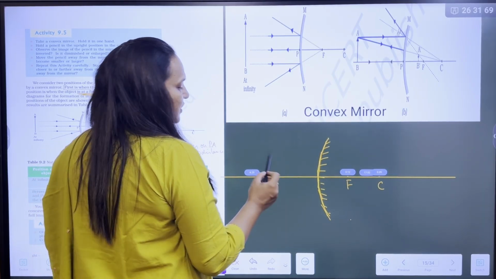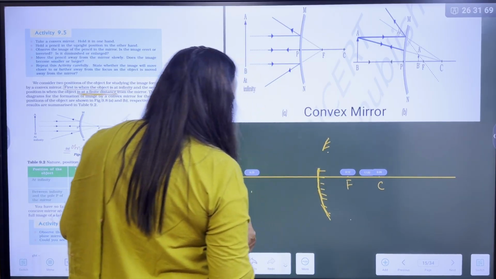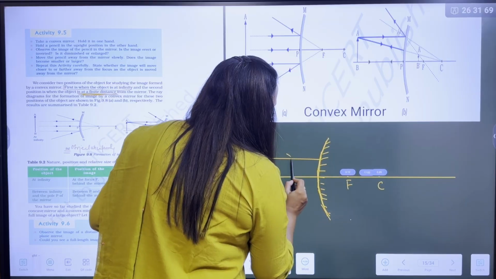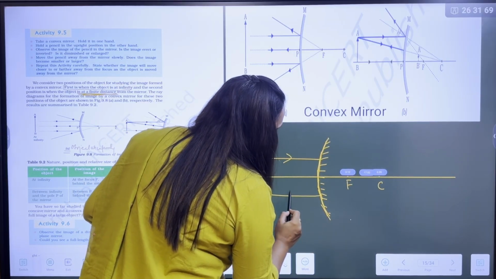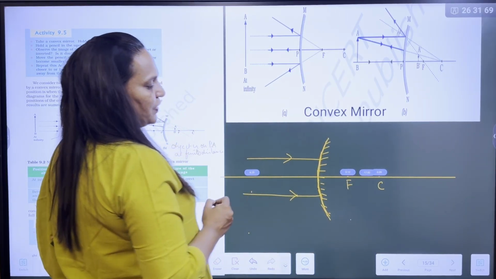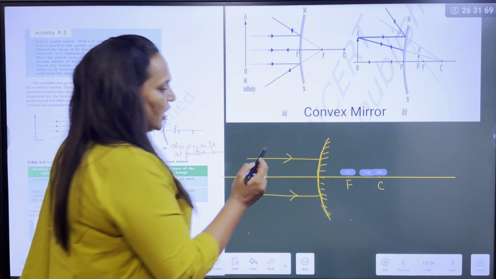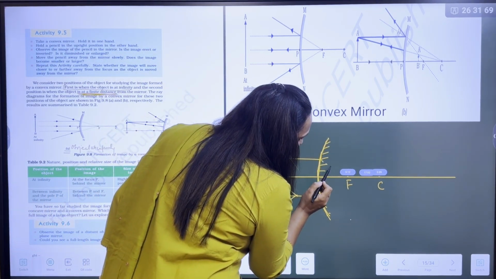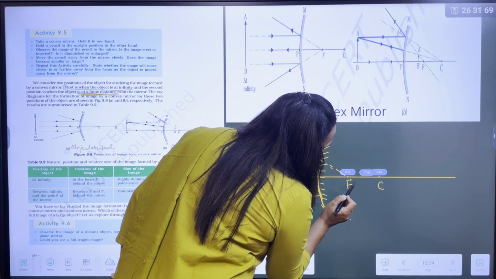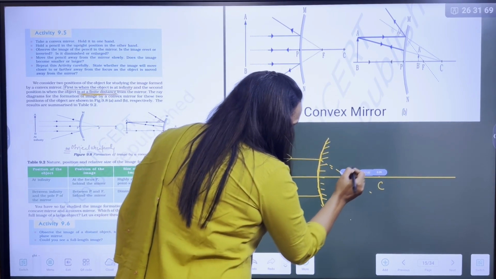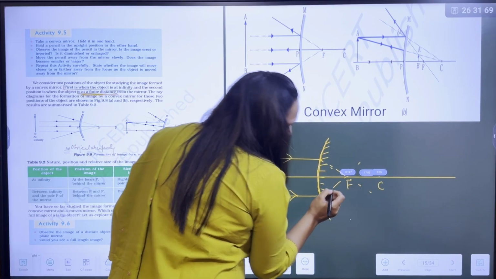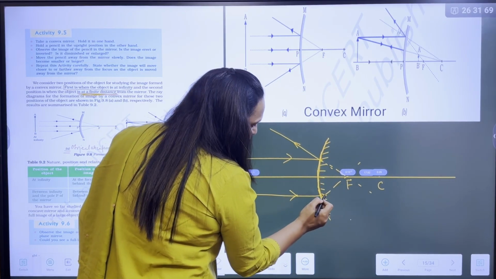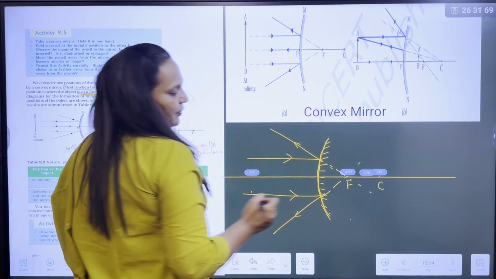So how will you draw an object at infinity? First draw the lines coming parallel to the principal axis. Two lines, one up, one down, coming parallel to the principal axis from infinity. How will they diverge? I tell you. First draw a dotted line through the focus if you want to get the perfect ray diagram. Now extend that line, the diverging line, to get the perfect ray diagram.